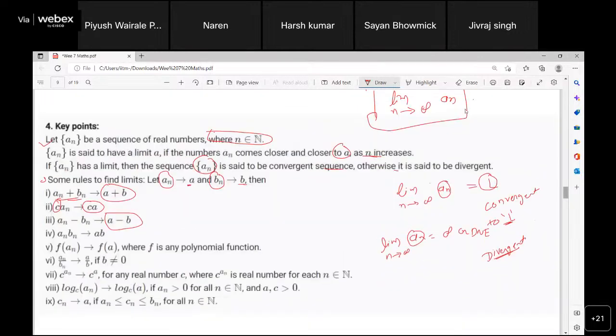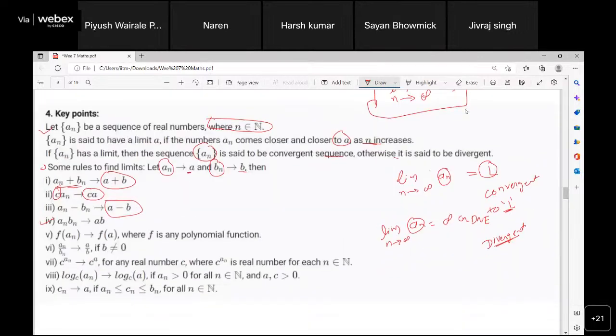Now here you can see for multiplication. And for division, this is the real number and a is in the power. So for any real number, where an is a real number for each n belonging to N, here also you have to note that an should be greater than 0 for this particular expression. Only in that case is the sequence valid.